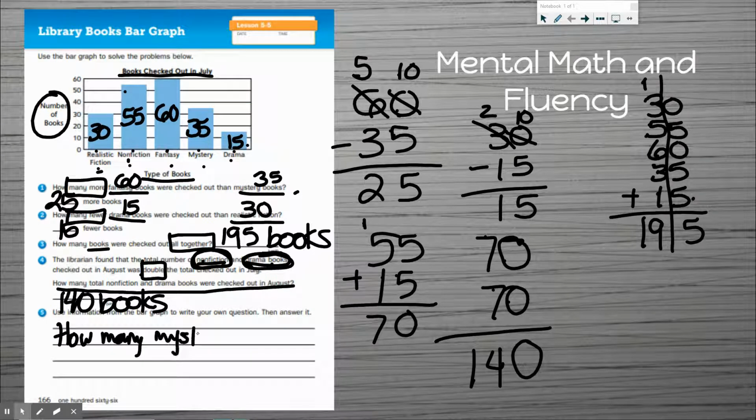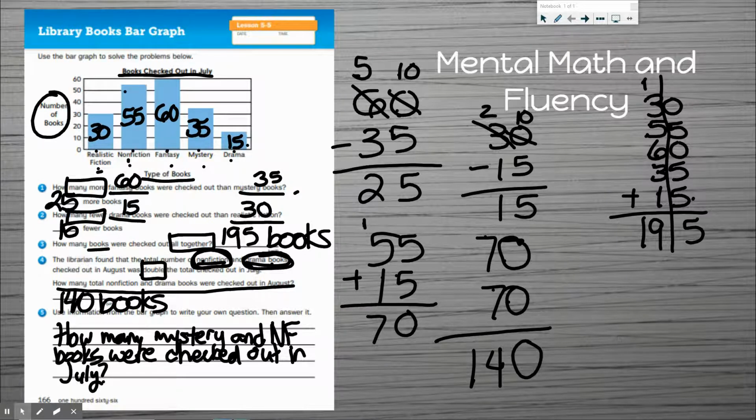mystery and nonfiction books were checked out in July?